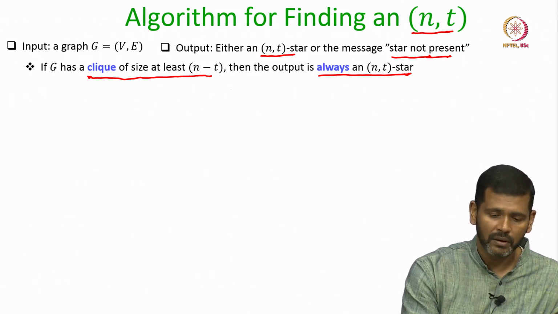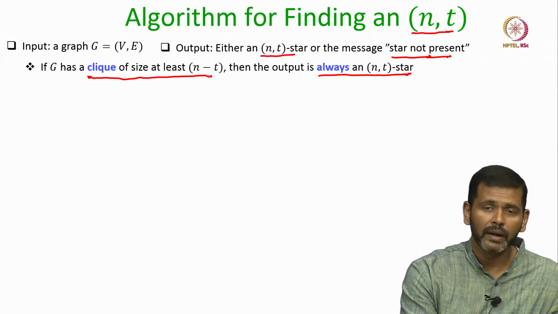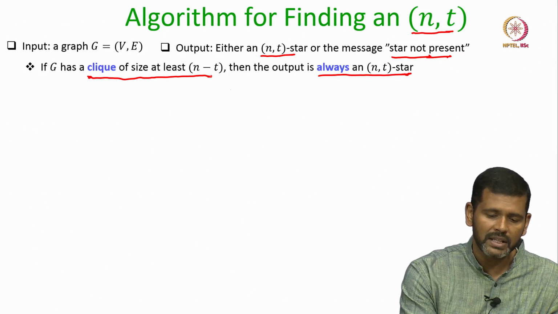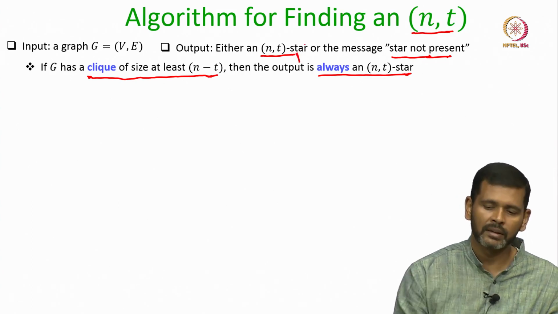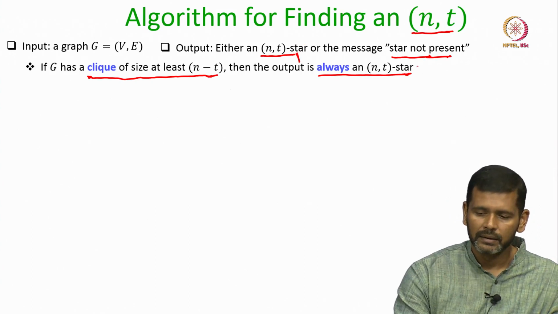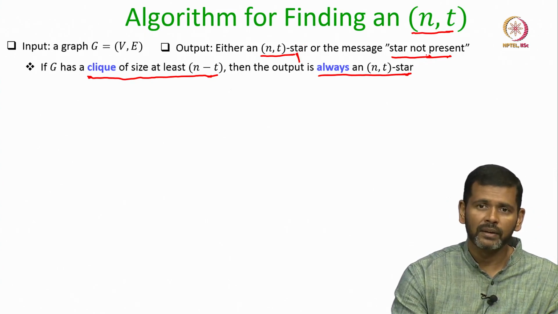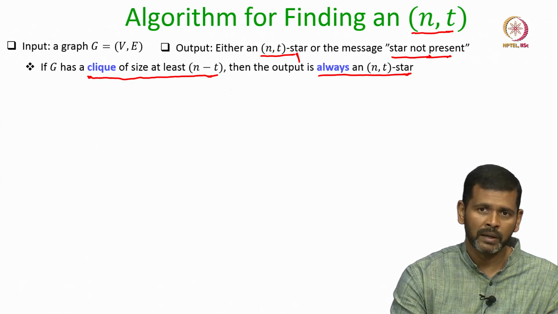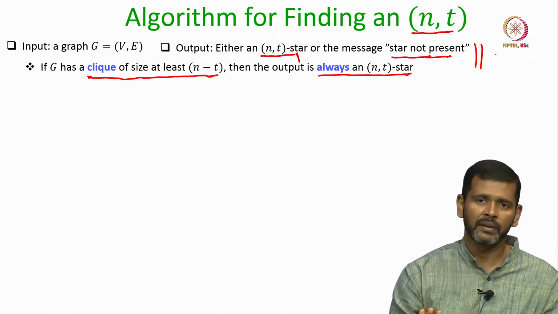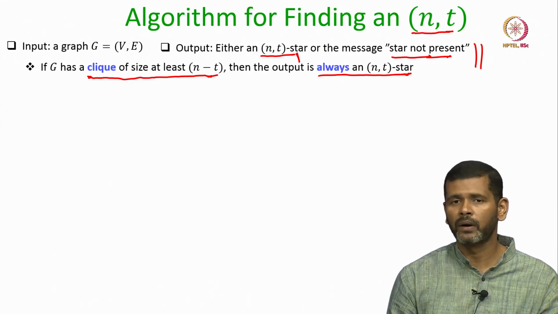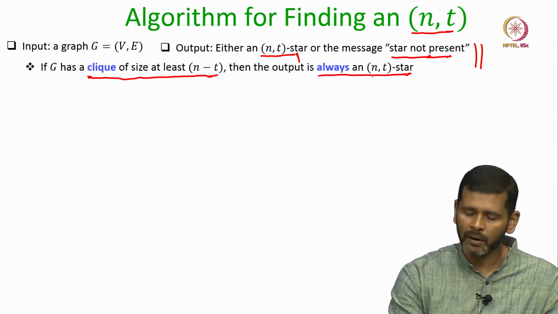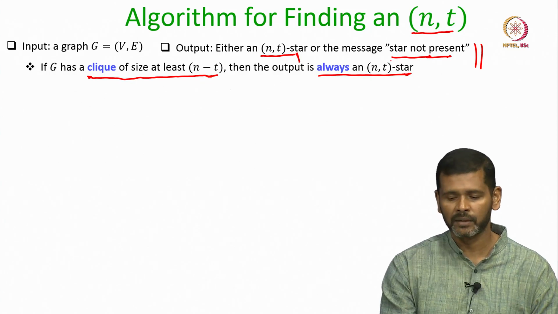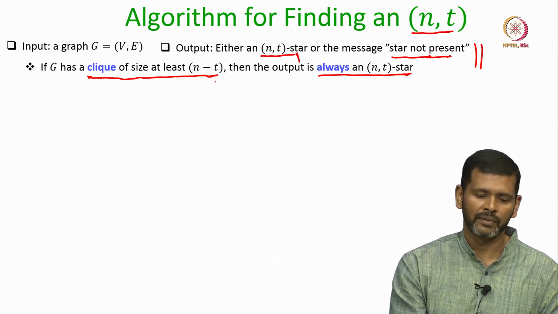However, you are guaranteed that if in your graph a clique of size at least n minus t is guaranteed, then the output will always be a star. You will not get the error message. And looking ahead, when we use this algorithm in our polynomial time domain extension protocol, this property is sufficient. We do not always want to ensure that the parties should always obtain a star if it is present in the graph. It is fine if they get the message star not present when the graph does not have a clique of size n minus t.